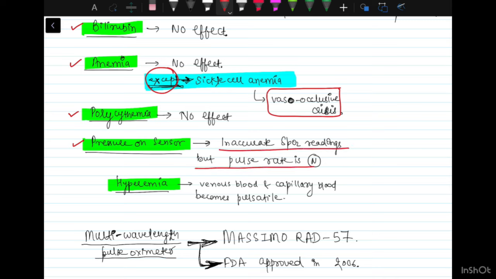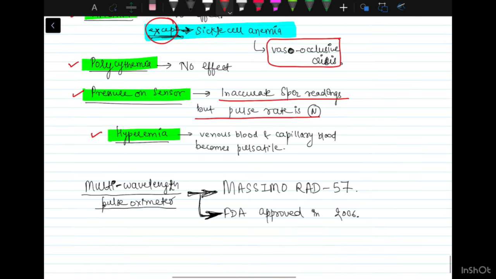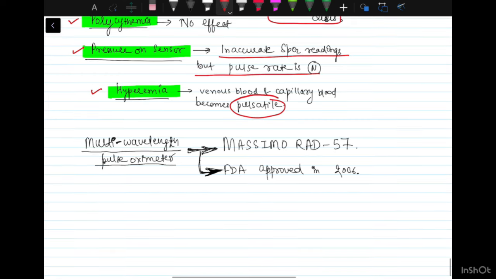Pressure on the sensor gives inaccurate SpO2 readings, but the pulse rate is normal, and that is why it is advised that you should not press onto the pulse oximeter. You should not touch the pulse oximeter, you just have to attach it and leave it as such, because this pressure will give inaccurate SpO2 readings. Then hyperemia, when the capillary blood and venous blood become pulsatile, it will interfere.